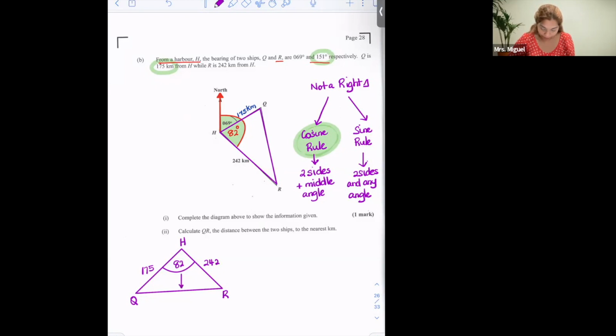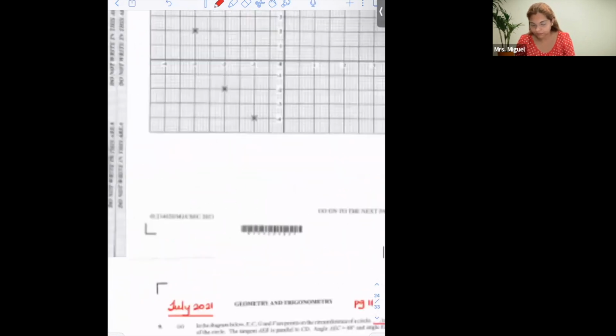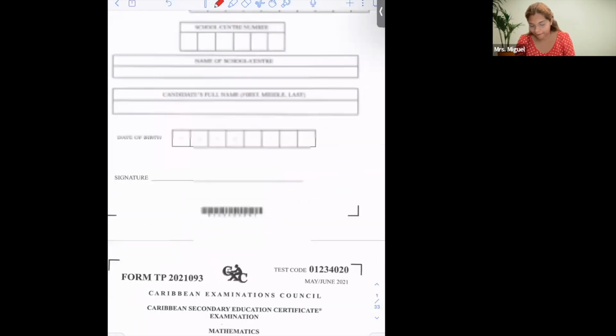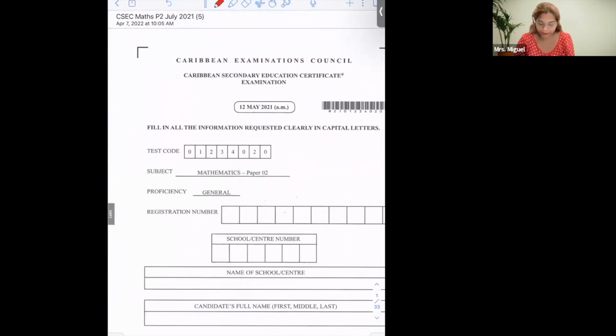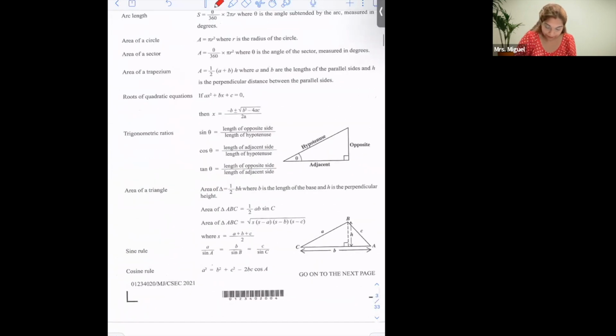Now, this is the side opposite. So using our pencil, label the sides. This is A, B, and C. Let us write the cosine rule. If you forget the cosine rule, it's okay. This is how the booklet will look. You have to put your registration number, the center number, whatever. Look, they are giving it to you. They are giving you the cosine and the sine rule. So please, if you forget it, it is in the front cover of your booklet.